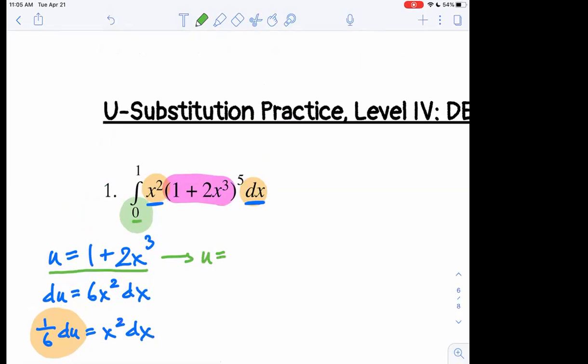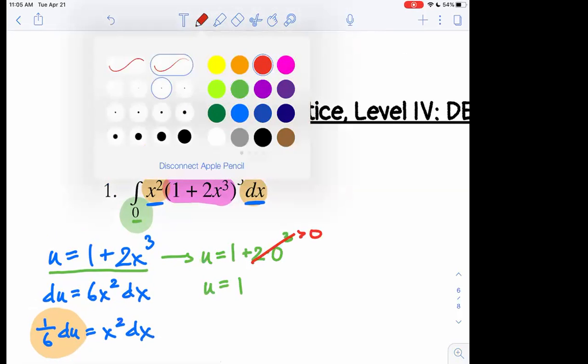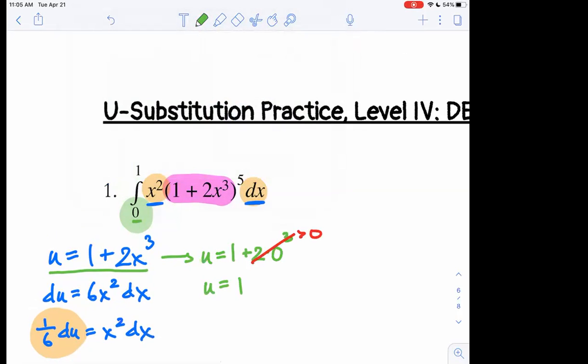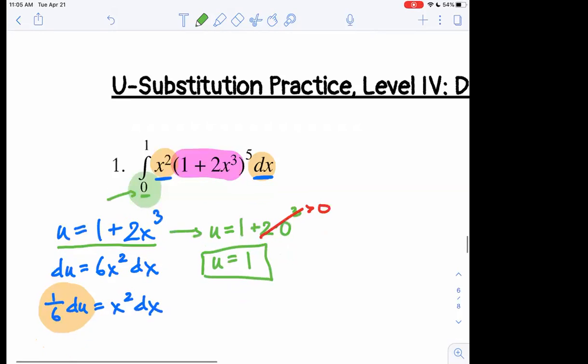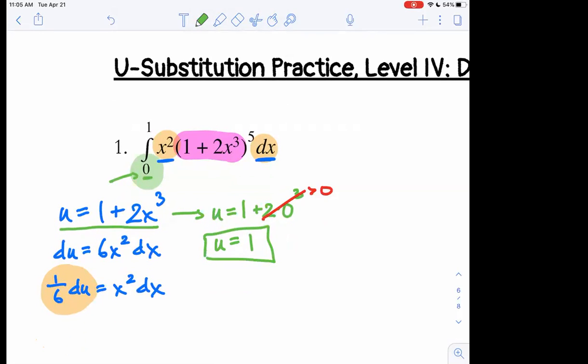So u equals 1 plus 2 times 0 cubed, or u equals 1. Okay, because 2 times 0 cubed goes to 0. So this part goes to 0. So when I do my substitution, instead of a 0 on the bottom, I'm going to have a 1 on the bottom. Okay, remember this goes back to the mixing and matching. We don't want to mix and match X's and U's. We want to pick one and use that one.